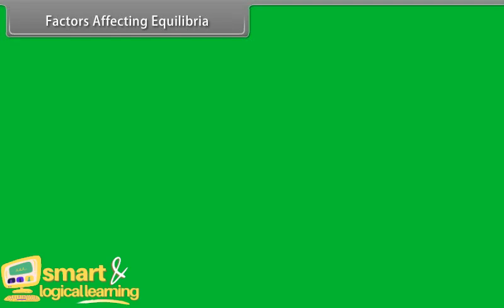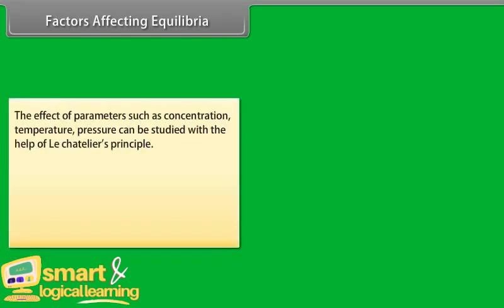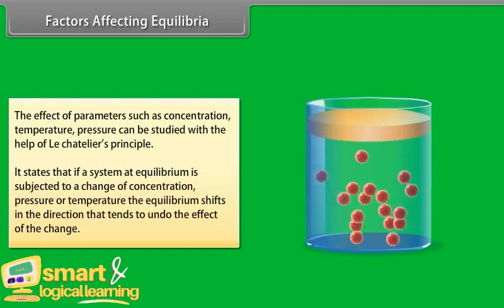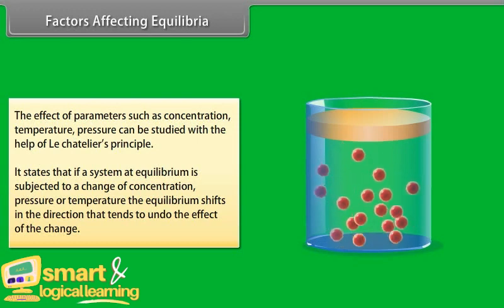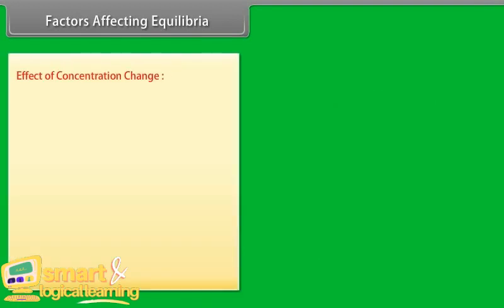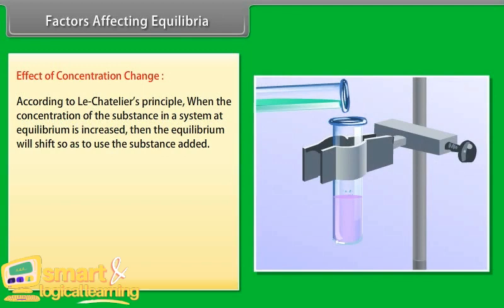Factors affecting equilibria. The effect of parameters such as concentration, temperature, pressure can be studied with the help of Le Chatelier's principle. It states that if a system at equilibrium is subjected to a change of concentration, pressure or temperature, the equilibrium shifts in the direction that tends to undo the effect of the change. Effect of concentration change. According to Le Chatelier's principle, when the concentration of the substance in a system at equilibrium is increased, then the equilibrium will shift so as to use the substance added.